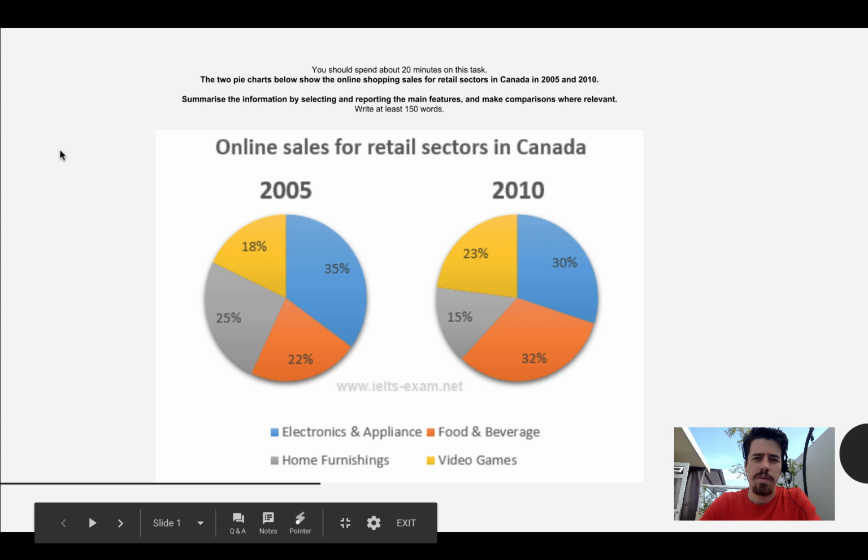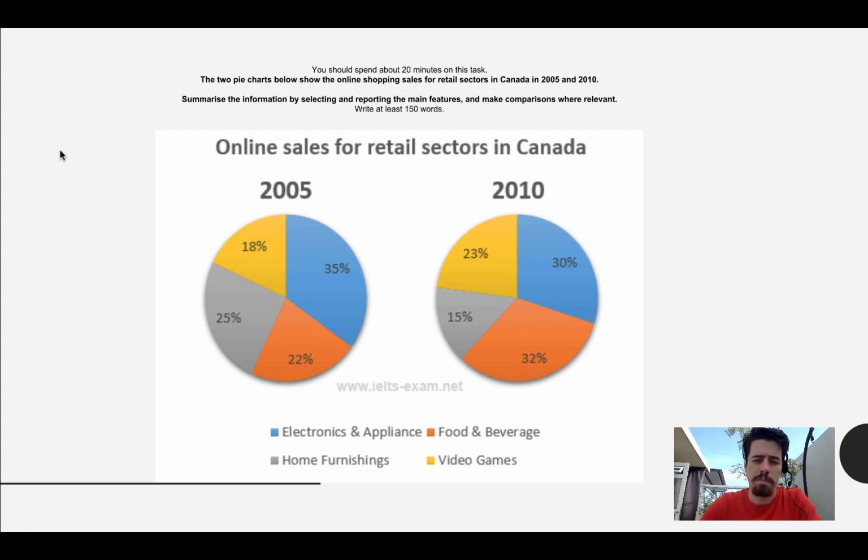Good morning. So today we're going to look at two pie charts and we're going to look at the content to include in them. After we've done that, we will look at some of the grammar. So the two pie charts are here. Just a reminder, you should be aiming to write 150 words.